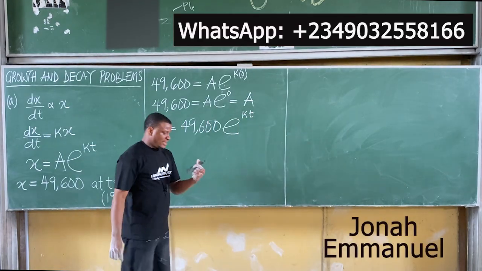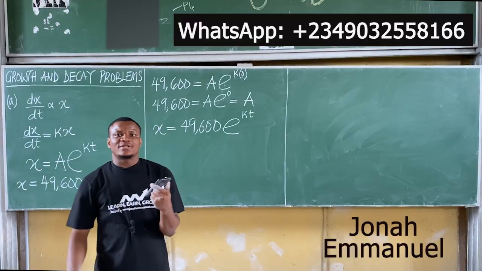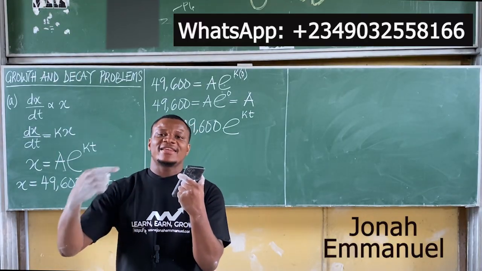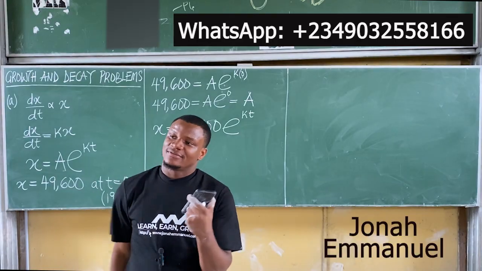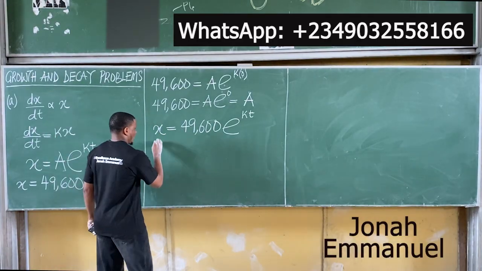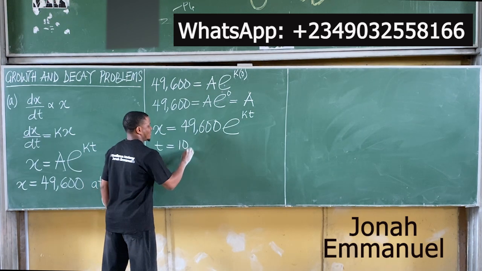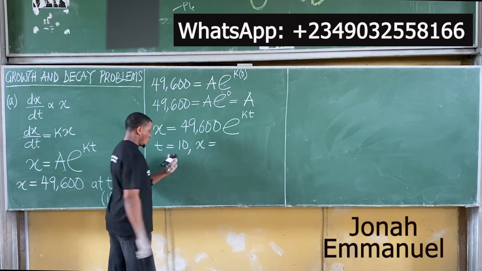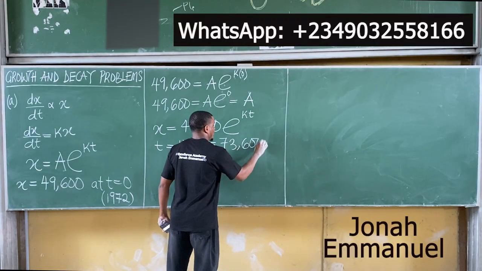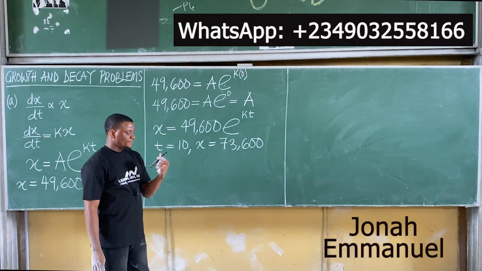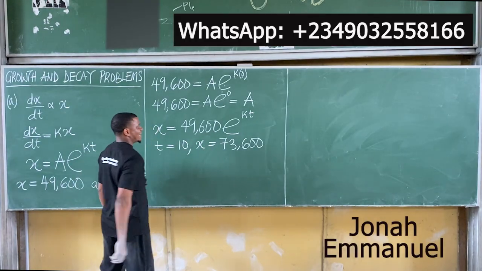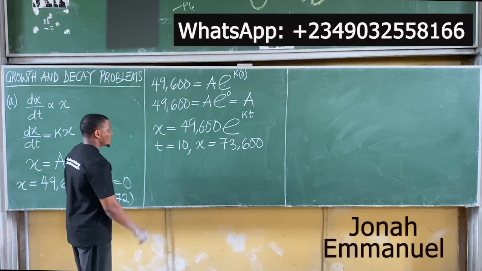Let's get the value of K. How do you get the value of K? Use the second condition. The second condition says 10 years later, so at T equal to 10. Of course, T is in years, so that makes sense. 10 years later, what's the value of X? 73,600. Let's input this condition into this equation and get the value for K.